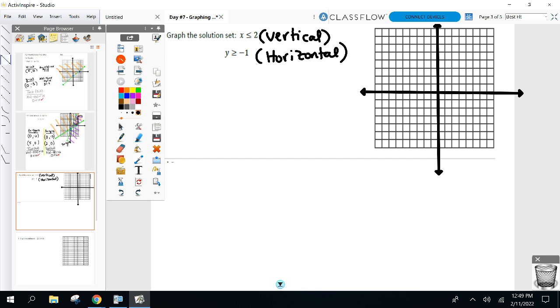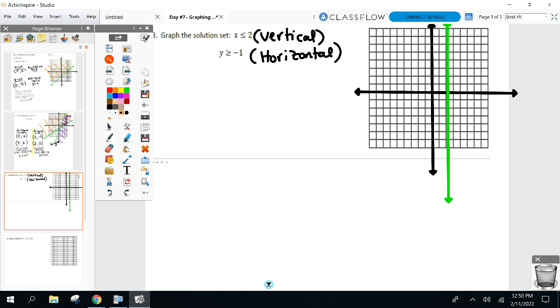Vertical line going through 2 on the x-axis. There you go. Let's talk about shading. You can still test 0, 0. You're just not going to plug in both zeros, right? Is 0 less than or equal to 2? Yeah. So you better shade it. So left or right here? Left. There you go.